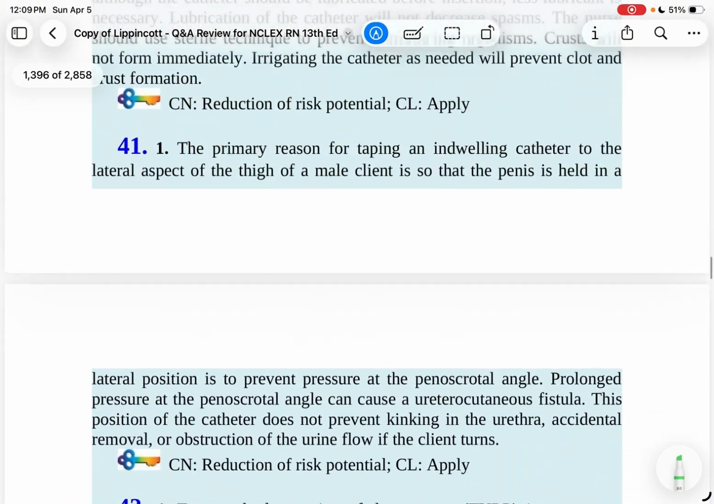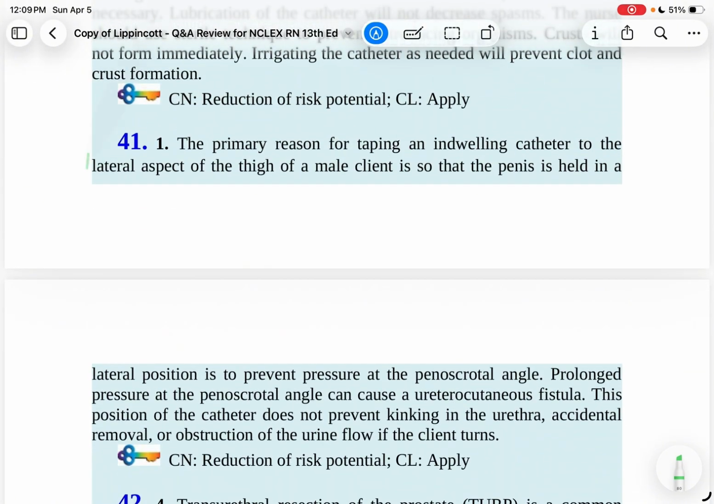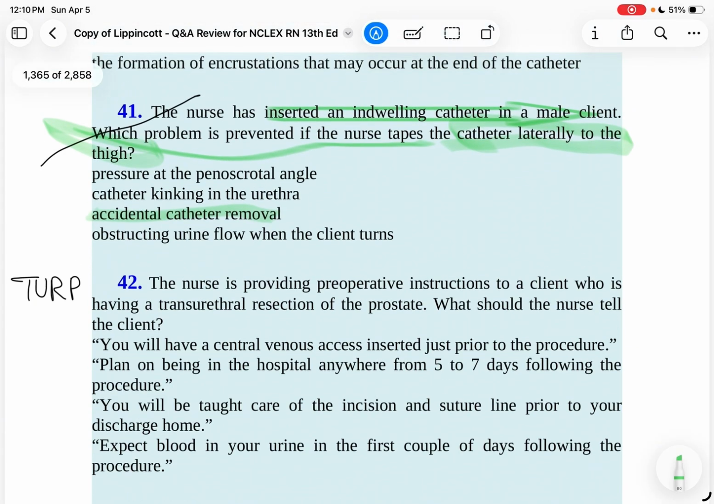Taping the catheter to the lateral aspect of the thigh holds it in a lateral position to prevent pressure at the penoscrotal angle. Which problem is prevented if the nurse tapes the catheter laterally to the thigh? Pressure at the penoscrotal angle is the answer.